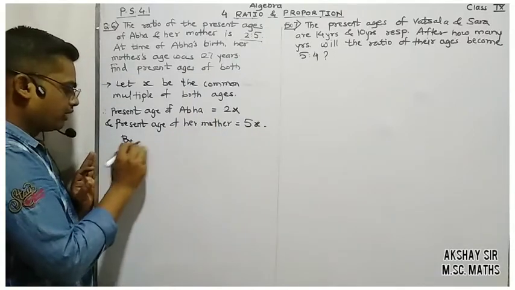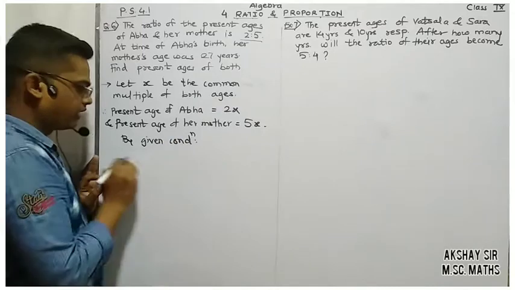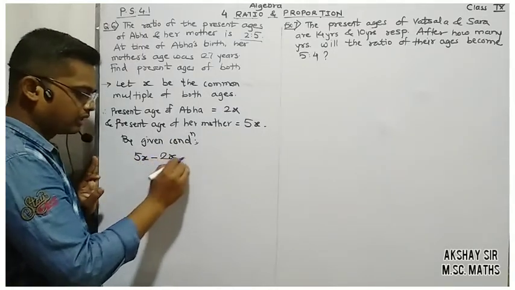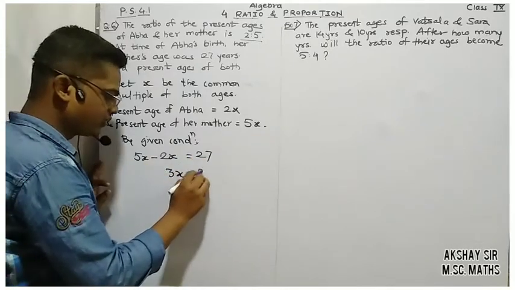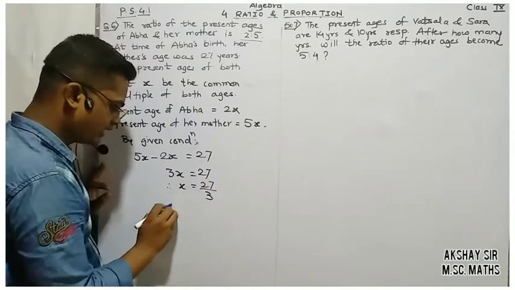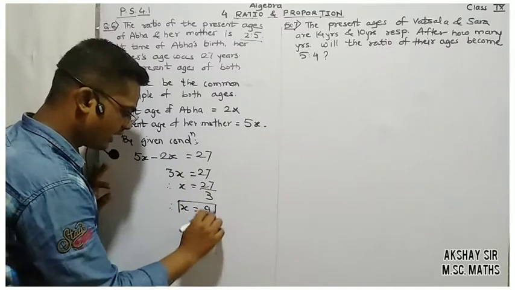So by the given condition, you have 5x minus 2x equals to 27. So 5x minus 2x is 3x equals to 27. Therefore we get x equals to 27 by 3. That means x equals to 9, as 3 9s are 27. So the value of x is 9.